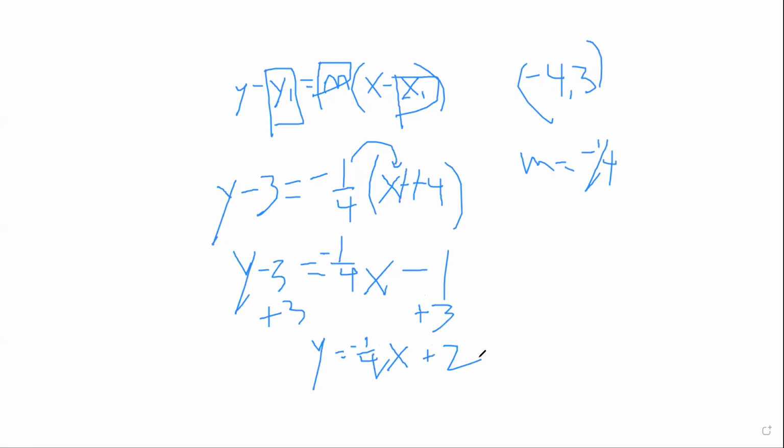A little bit more work, more signs to keep track of. It's part of the reason why I'm not a big fan of point slope. Some people really like it though, so it's okay to use that. Same exact result. Negative 1/4 x plus 2. Question, anybody?